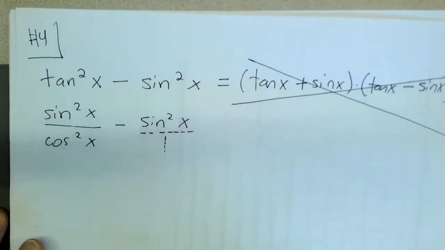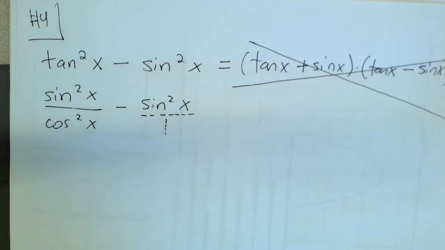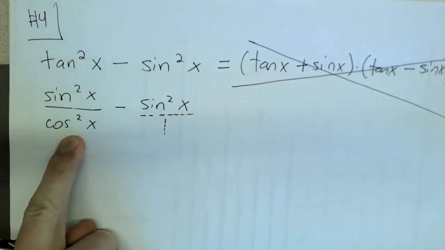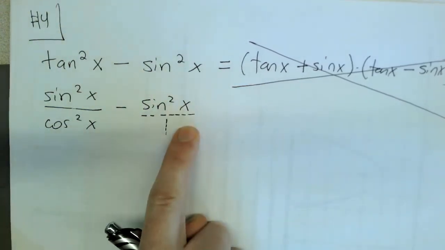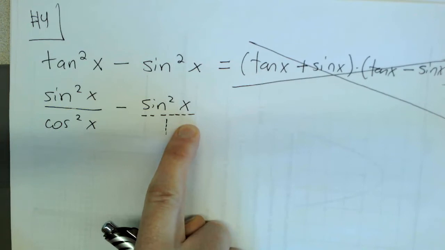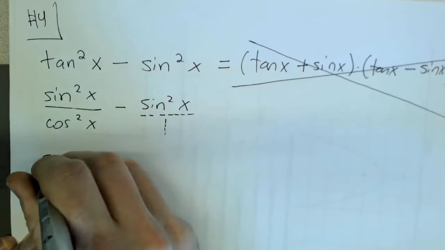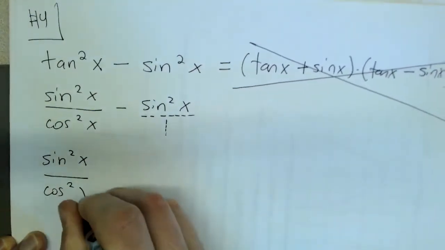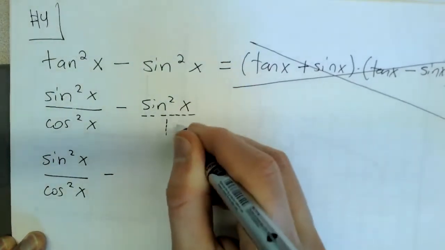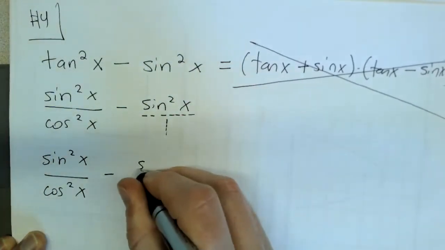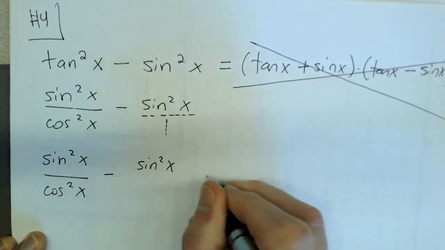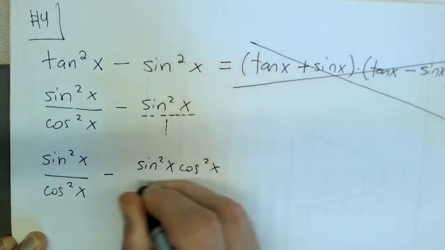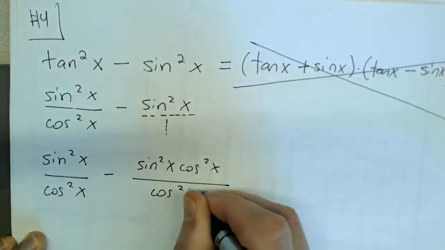But yeah, so let's get common denominators. You don't need to change this fraction at all to get common denominators. You just need to multiply this one top and bottom by cosine squared, and that'll do the trick. Do you guys see that? So no change to the first fraction, sine squared over cosine squared. This one I'm going to multiply top and bottom by that denominator, cosine squared. So I get sine squared x cosine squared x over cosine squared x.